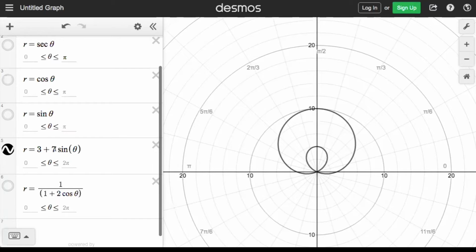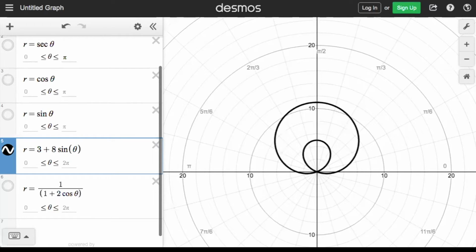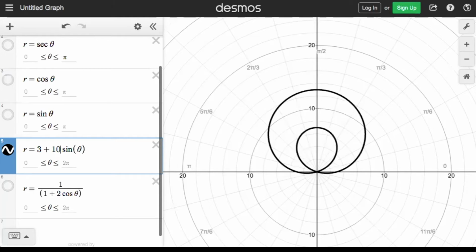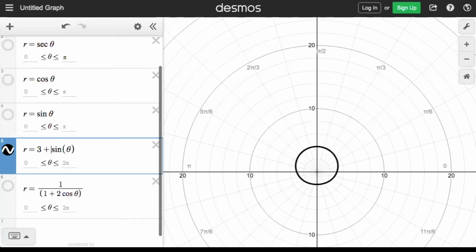Well, what would happen if we made this bigger? Oh, the whole thing becomes bigger. That's fine. What if we made it really big? Oh yeah, it just keeps getting bigger. What if we made it smaller? Okay, so it's actually not just the whole thing that gets bigger and smaller, but the loop gets bigger and smaller, even more in terms of proportionally, even more.